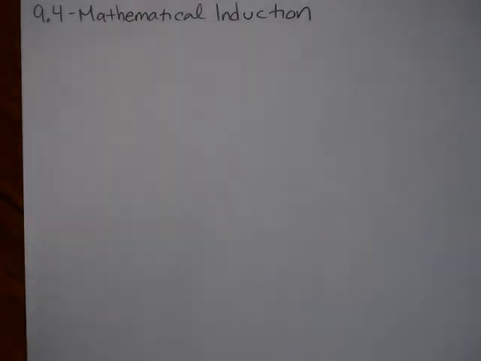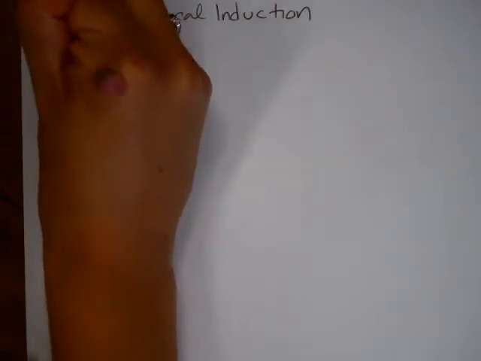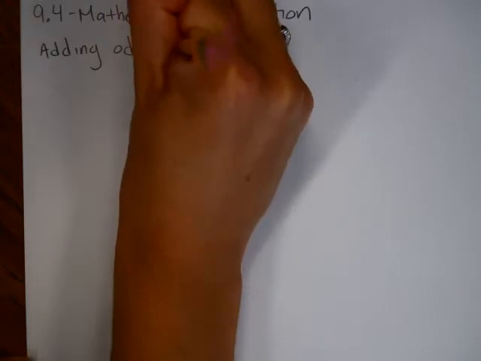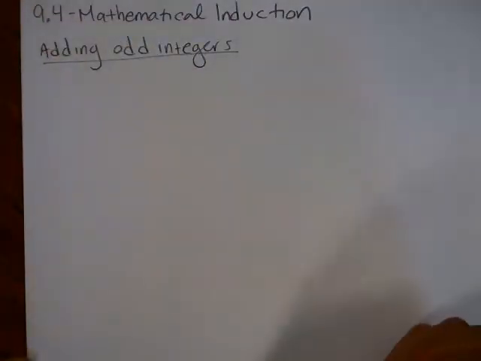We've been learning this unit about sequences, lists of numbers, and series, sums of sequences. So we're going to continue that investigation today. Let's start out by adding up odd integers. Since we're adding, we're going to be talking about the sum.